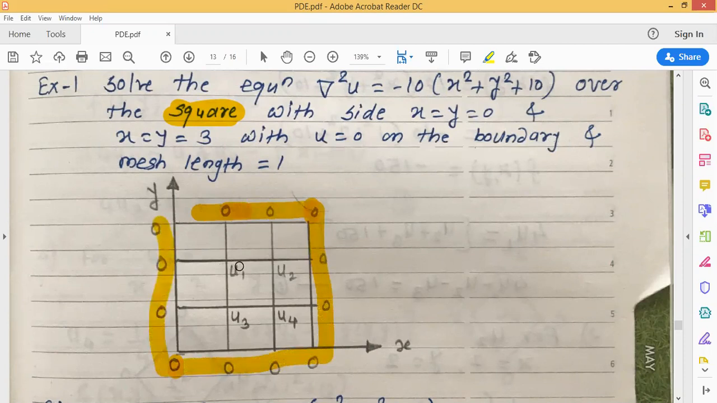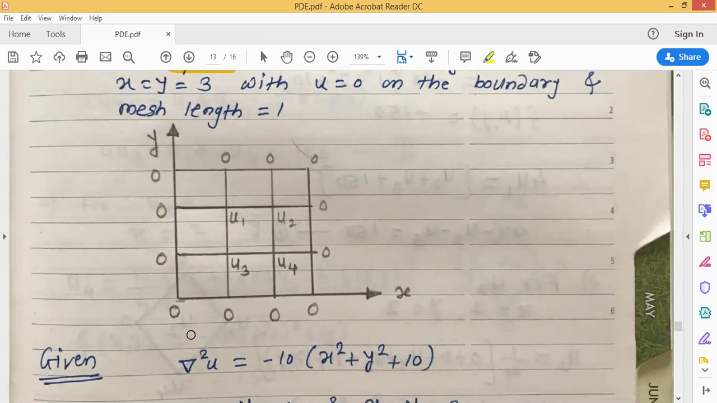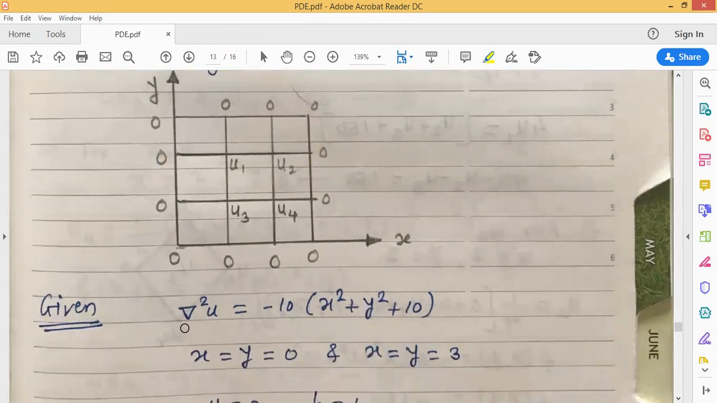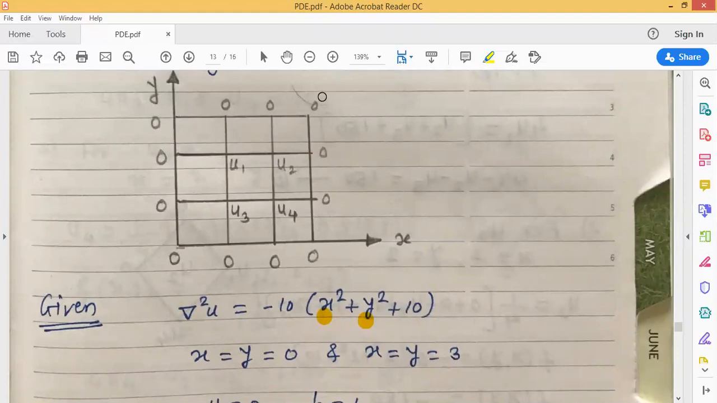So I have to find the values of u1, u2, u3 and u4, the intermediate values. How to find these values we have to discuss. First I write down the given data: the function in terms of x and y. Initially x and y are 0 and end at 3. Here this is the x direction and this is the y direction. The coordinate of this point is 3 comma 3.